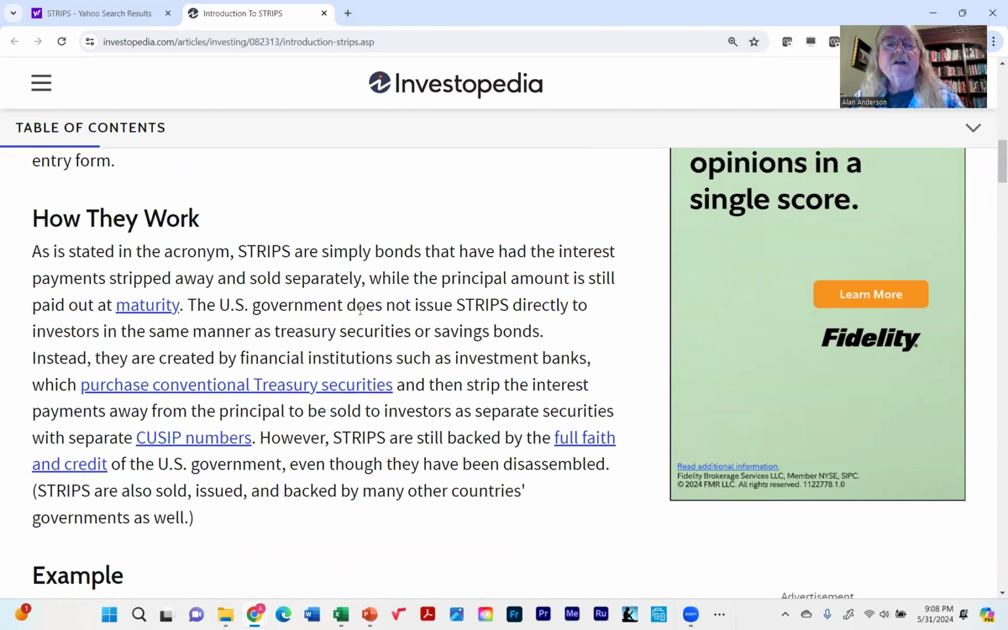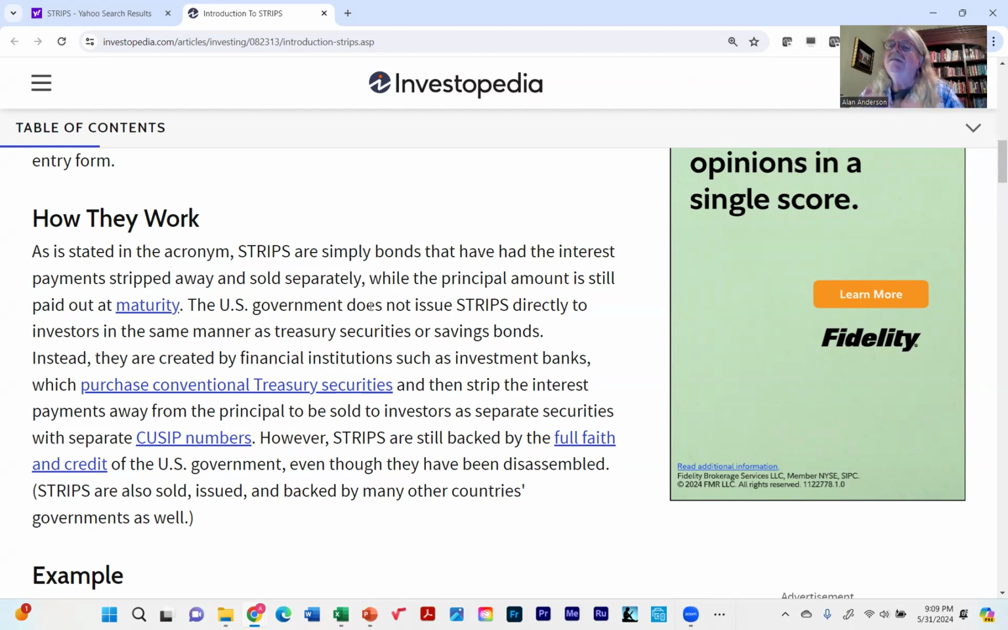So like it says here, the government does not actually issue strips. Instead, they let the government bond dealers take care of this. So we have financial institutions such as investment banks who purchase conventional treasuries and strip the interest away to be sold to investors as separate securities with CUSIP numbers. That's a unique identifier; every bond has a CUSIP number. They're backed by the full faith and credit of the government.